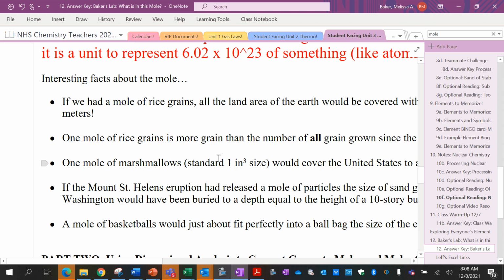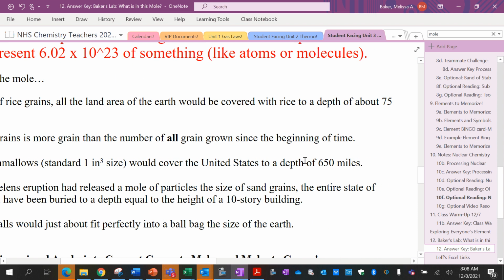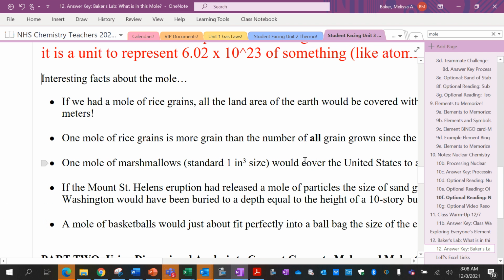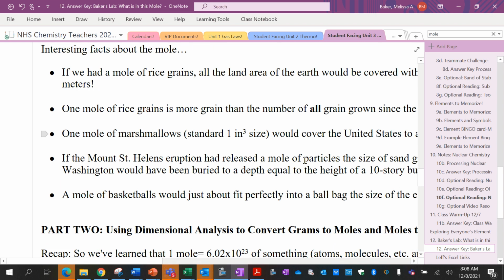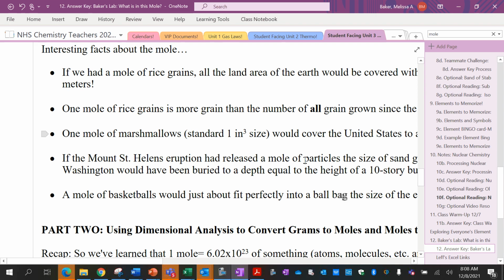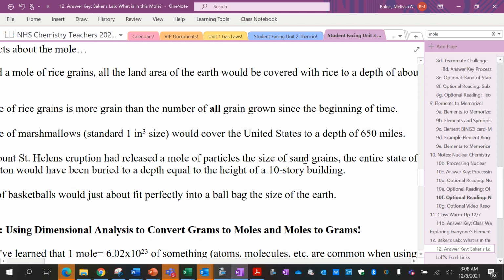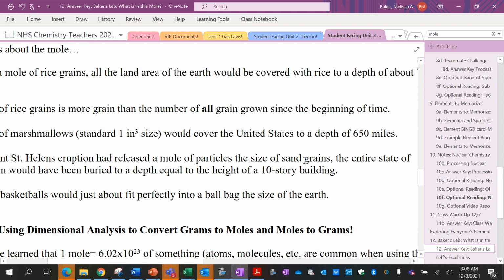If you had a mole of rice grains, all the land area of the earth would be covered in rice with a depth of about 75 meters. That's crazy. 1 mole of rice grains is actually more grains than all the grain that has been grown since the beginning of time. If you put a mole of marshmallows over the United States, it would go straight up 650 miles.